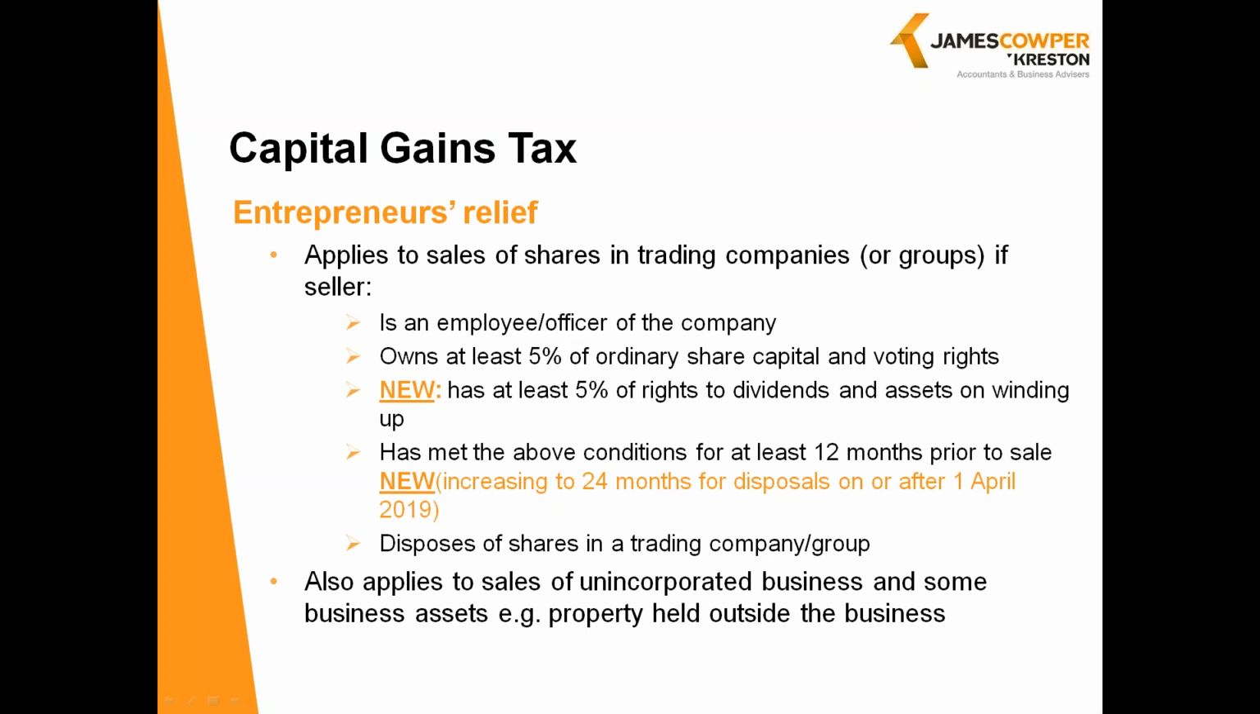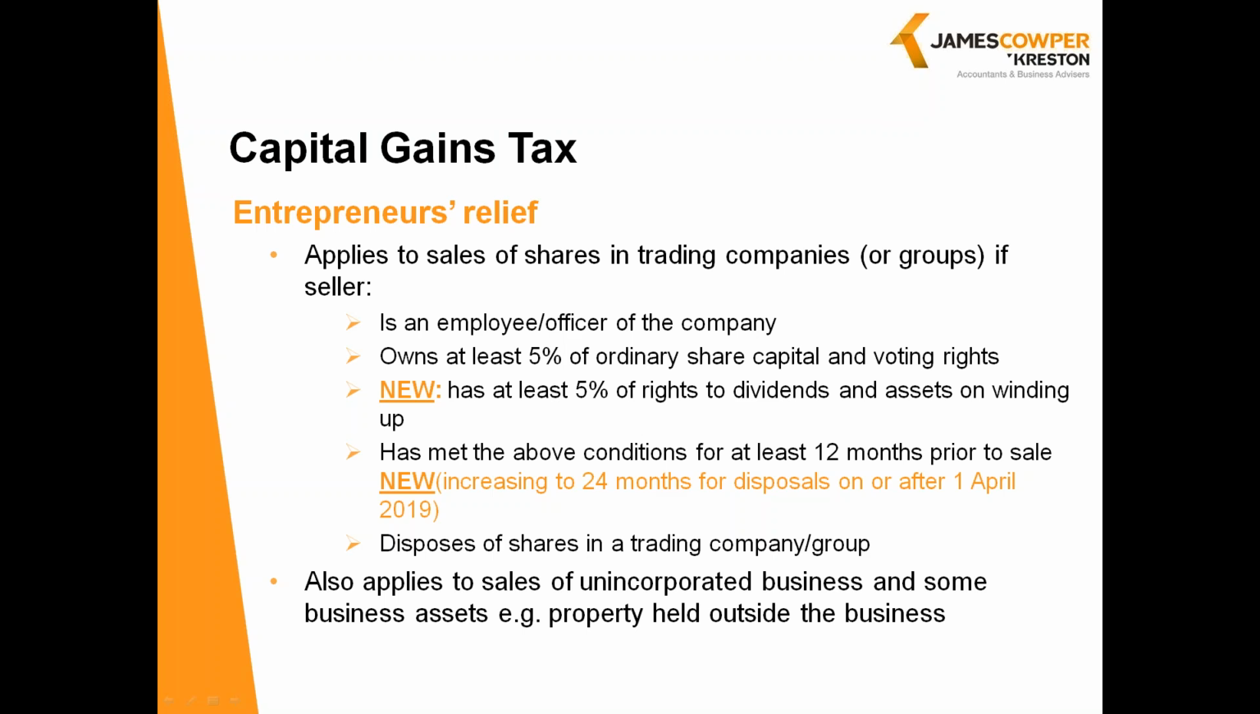Currently, the first 3 conditions must be met throughout the 12 months finishing on the date that the shares are disposed of, but at the budget it was announced that for disposals made on or after the 1st of April 2019 the minimum holding period will increase to 2 years. I think it was widely expected that changes to entrepreneurs' relief were afoot, and I think the general feeling is that the majority of straightforward transactions won't be affected by this particular rule.